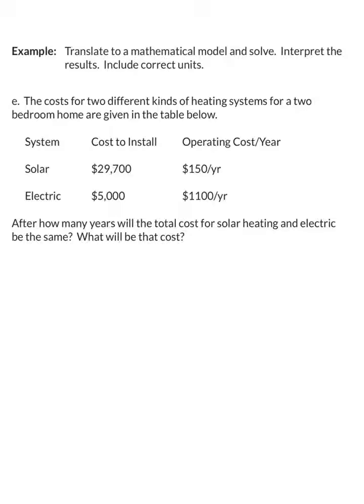So I'm going to start with my variables. We have how many years is one of them, so I'm going to let T equal time in years. And we also have cost. So I'm going to let C equal the cost.